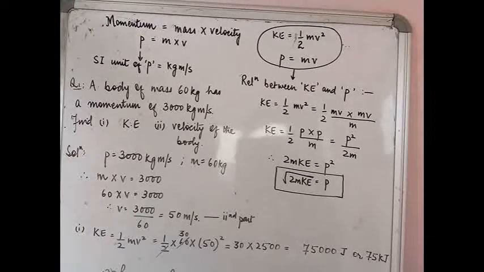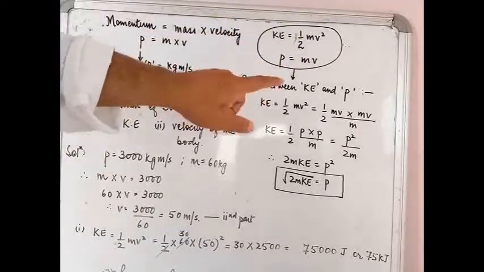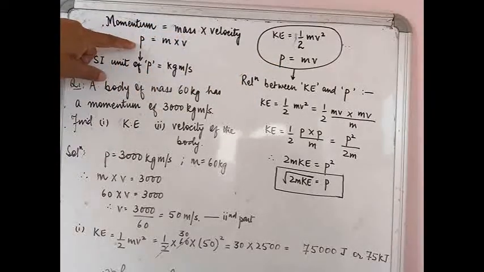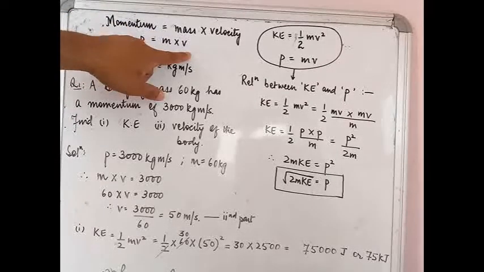So we have two different formulae related with the velocity or the motion of a body. One is in terms of the kinetic energy of the body, which is half mv square, and the other one is momentum, which is represented, as you can see over here, with the letter small p. So small p, which will denote momentum, is the product of mass and velocity.